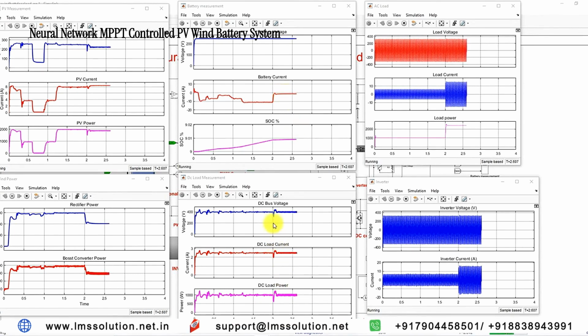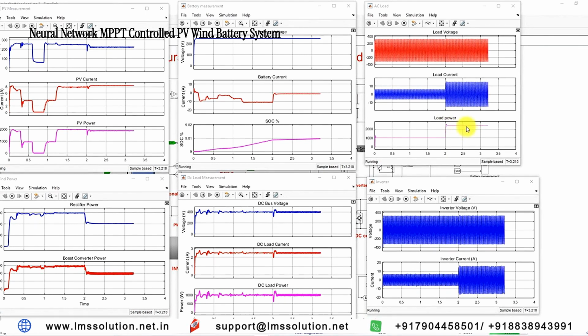And here you can see this is the DC bus voltage, and the DC bus voltage is almost maintained around 400 volts, and then this is the DC load current, and this is the DC load power, maintained around 1000 watts. And here you can see this is the load voltage, load current, and then the load power. From 0 to 2 seconds we are connecting a 1000 watt AC load, so you can see that the load power is around 1000 watts. After 2 seconds we are adding another load having a rating of 1400, totally 2400 watts.